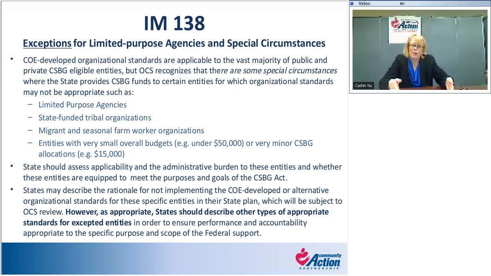I don't mean to call out Colorado, but Colorado is in a situation, as across the country, where we have agencies, designated entities, getting very small amounts of money, $5,000, $10,000, $15,000. But you can see here that as appropriate, states should describe other types of appropriate standards for these accepted entities. So they're not let off the hook, as it were. I don't mean to quite put it that way, but they don't have to use the COE developed standards or use these broad scope. There are some exceptions here for some very specific situations.